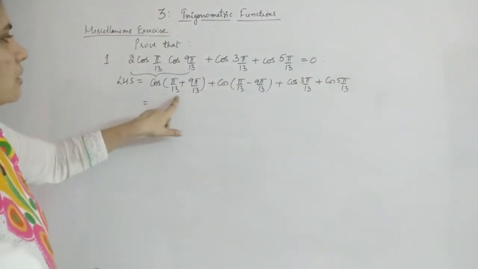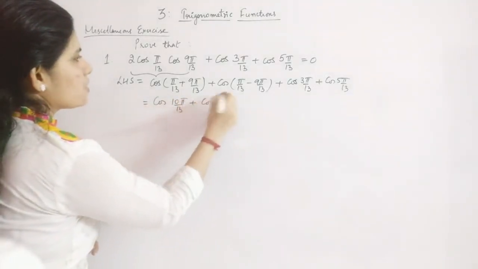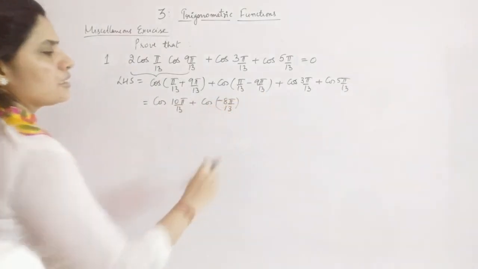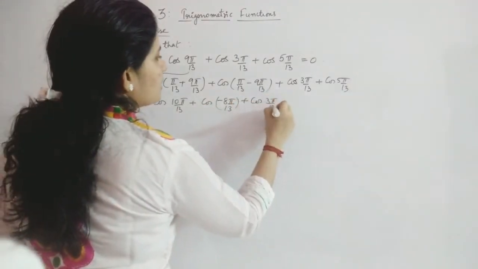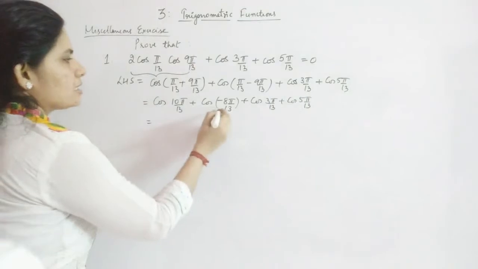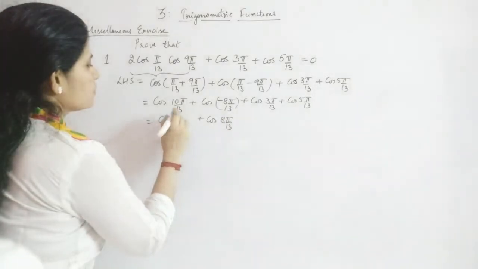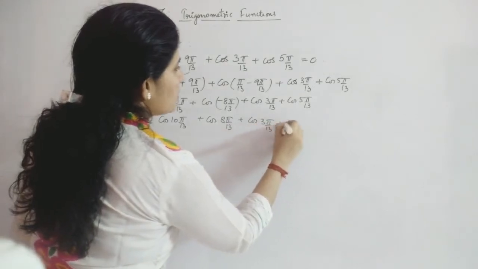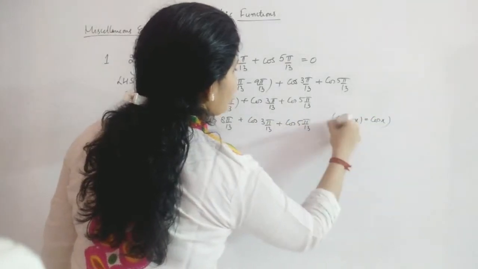Now what you will get here, cos of 10 pi by 13 plus cos of, this will give you minus 8 pi by 13, and we know that cos of minus x is cos x. So this negative will go in the next step. Again cos 3 pi by 13 plus cos 5 pi by 13. Okay, so that we are just removing this, making it 8 pi by 13: cos of 10 pi by 13 plus cos 3 pi by 13 plus cos of 5 pi by 13, since cos of minus x is equal to cos x.